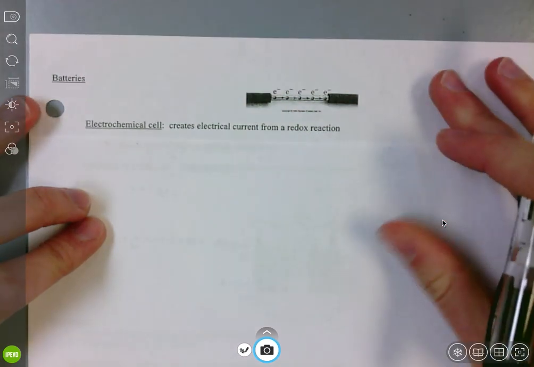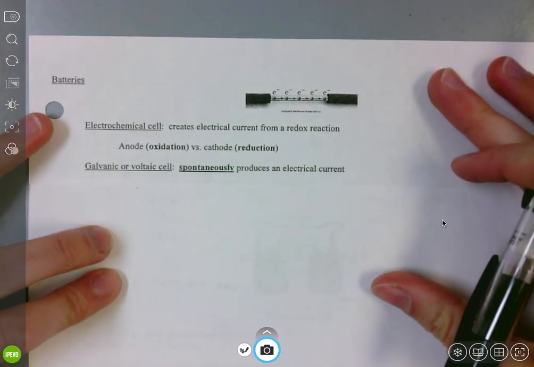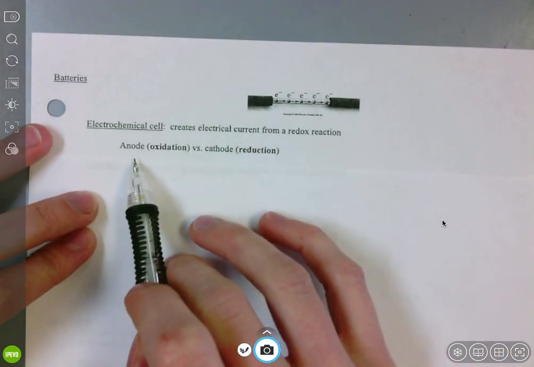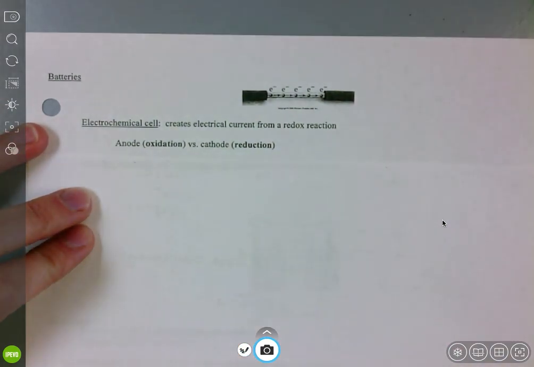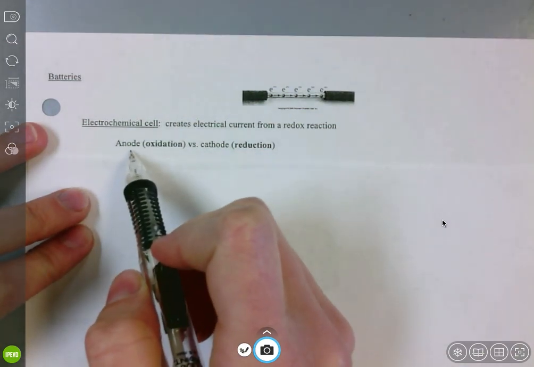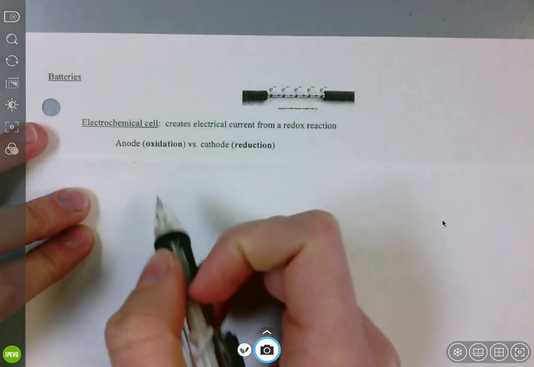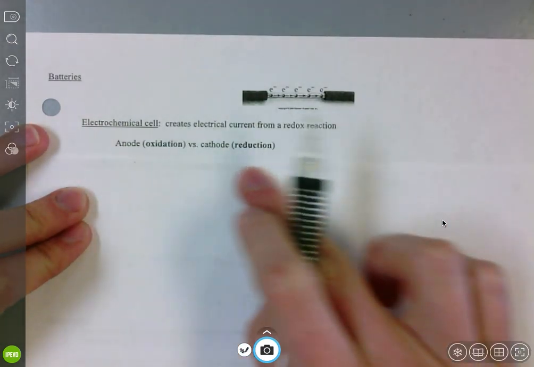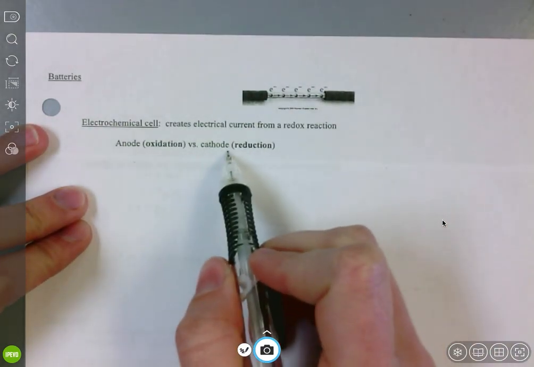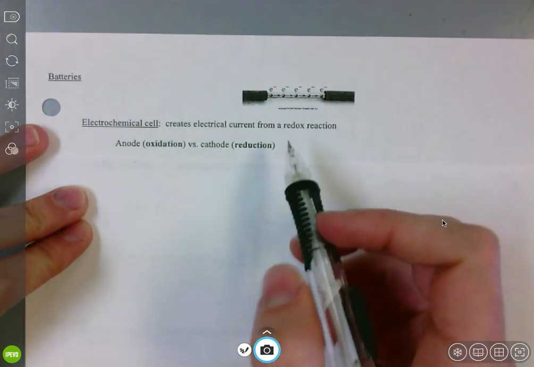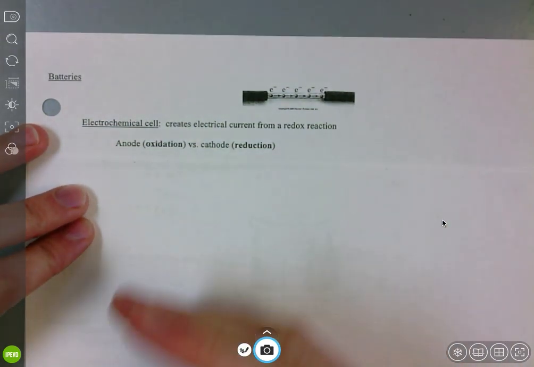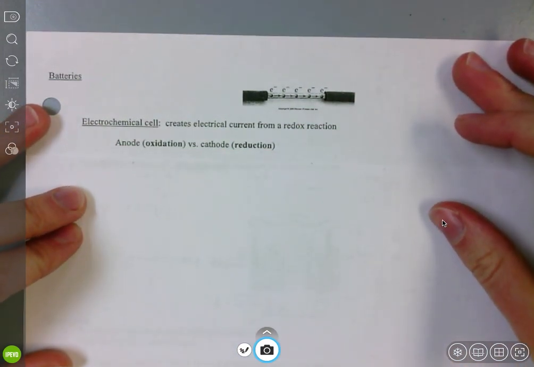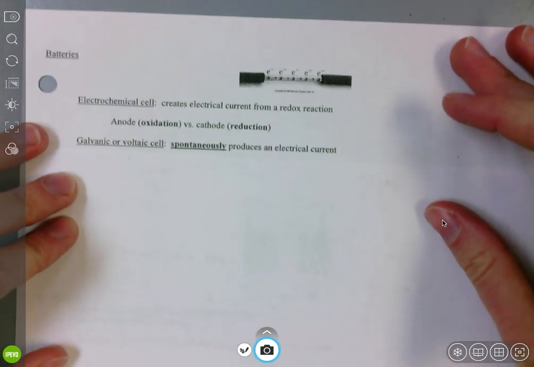So basically what they're doing is they are harnessing that movement of electrons using the anode and the cathode for the battery. So anode is the negative charge, so that's where the oxidation has occurred, where we have electrons leaving, and then our cathode is the one that is accepting the electrons, and it's causing the reduction of the substance in the battery on the cathode end.